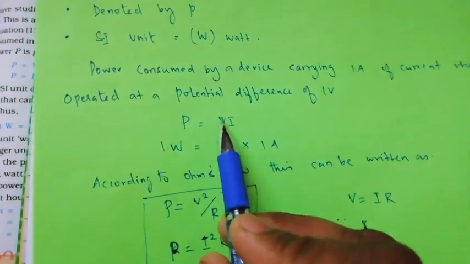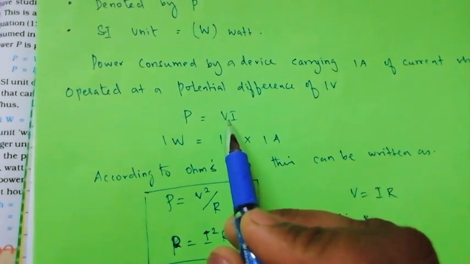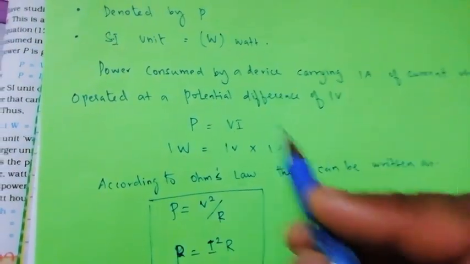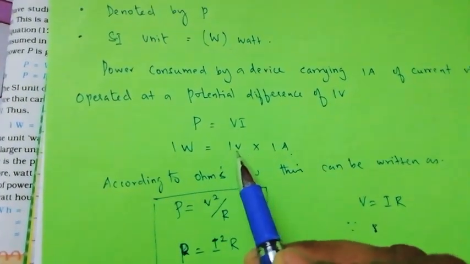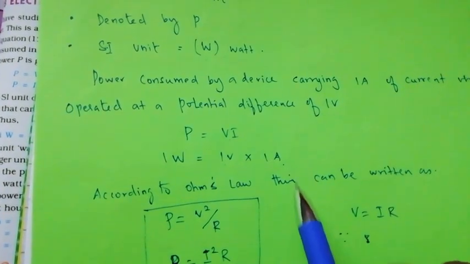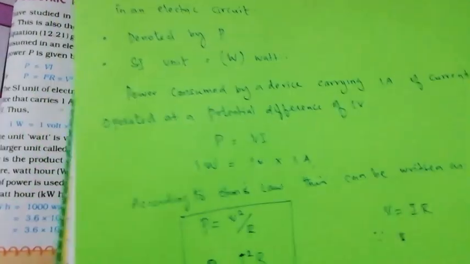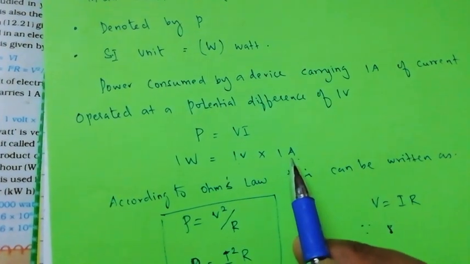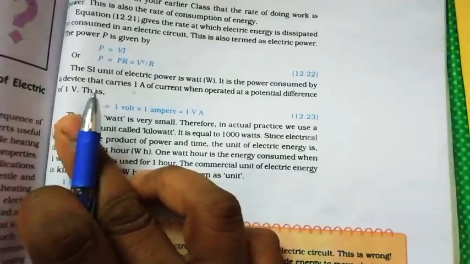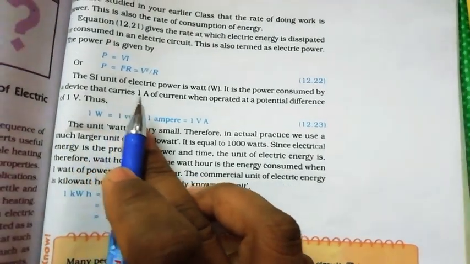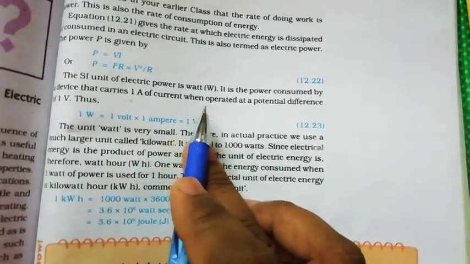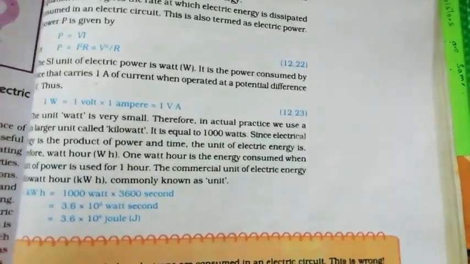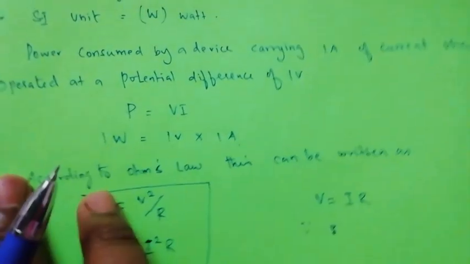So 1 watt is equal to 1 volt, the potential difference, into 1 ampere, the current. 1 ampere of current at a potential difference of 1 volt gives 1 watt. In other words, a device that carries 1 ampere of current when operated at a potential difference of 1 volt has a power of 1 watt.